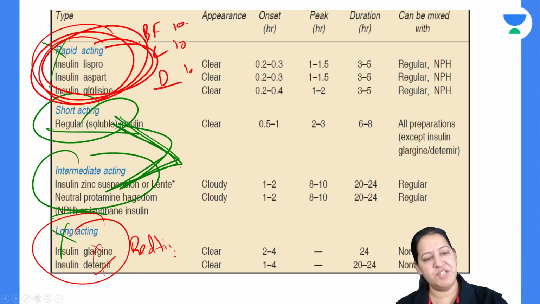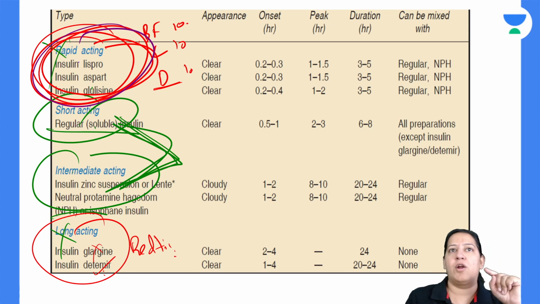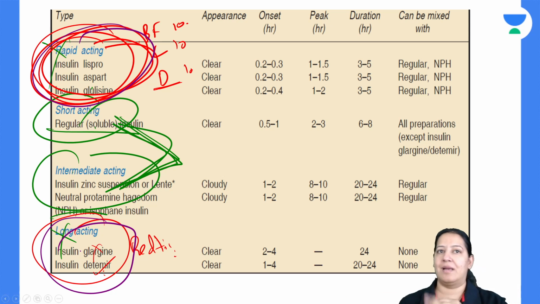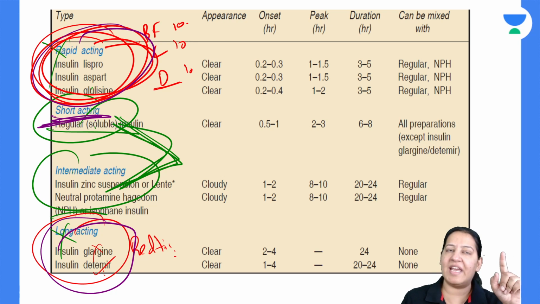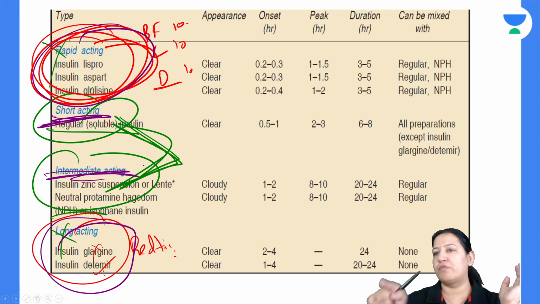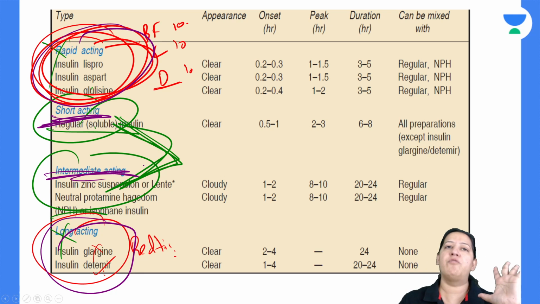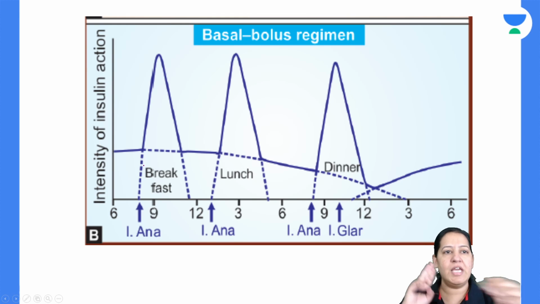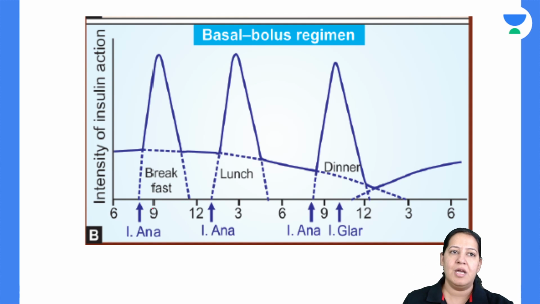Here in this regimen, the rapid acting will take care of the postprandial hyperglycemia and the long acting will take care of the basal. In the earlier regimen, short acting was taking care of the postprandial hyperglycemia and intermediate was taking care of the basal, right? You have to take care of both. Have you got it? So this is the basal bolus regimen. See, the patient is given 3 injections. 1 before breakfast, at 8 o'clock. 1 before lunch.